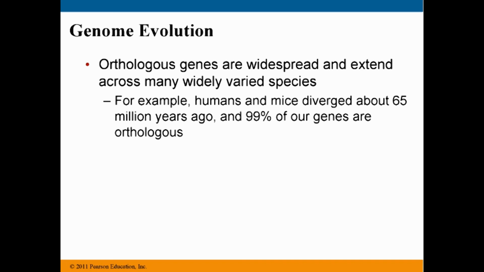So humans and mice, and we saw that example a little bit earlier, diverged about 65 million years ago, but 99% of our genes are orthologous. Okay, so 99% of our genes are orthologous.